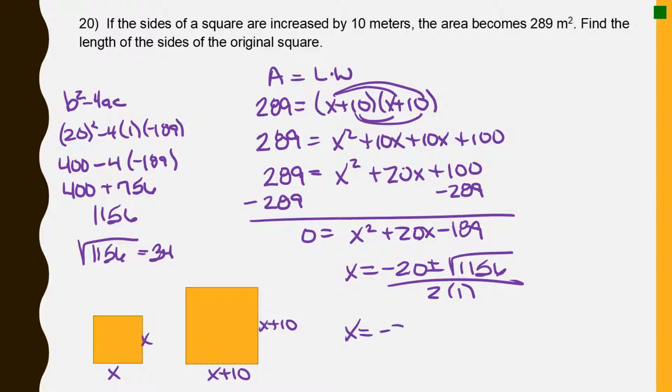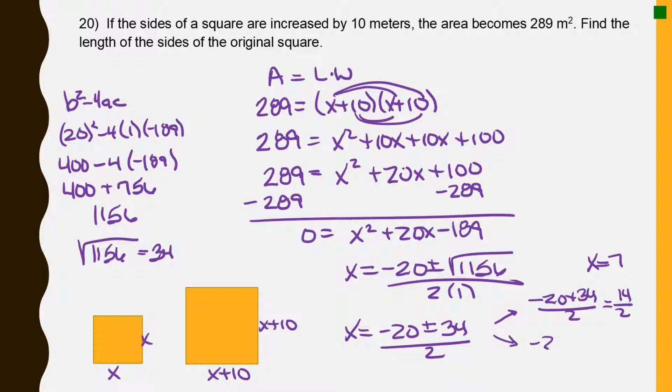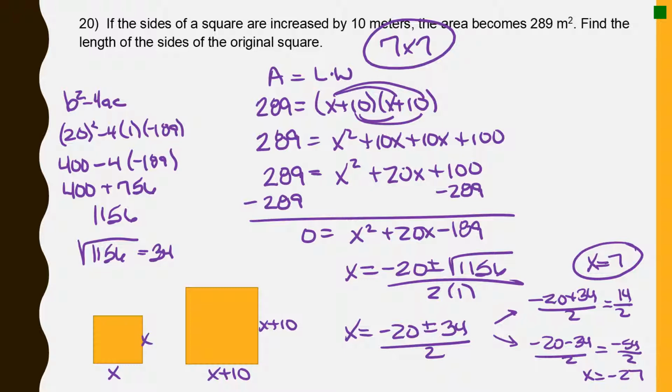We just found out that the square root of 1156 is 34. So I have negative 20 plus 34 over 2. 14 over 2 gives me x is 7. Negative 20 minus 34 over 2, negative 54 over 2 tells me x is negative 27. Can a side of a square be negative? Nope. So the original square was 7 by 7. You always get 2 answers, but only one should work.